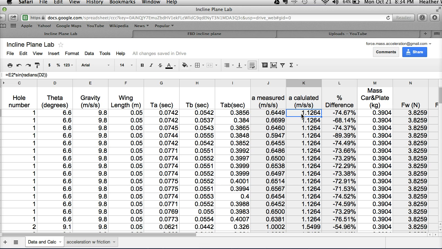Now, this was equal to g sine theta, which is not having anything to do with friction yet. So that's why we can see our percent difference is so bad here. Since the acceleration down the plane is g sine theta, we had to use theta. But spreadsheet programs like it converted into radians, so we use the function radians, then take the sine, and then multiply it by gravity.